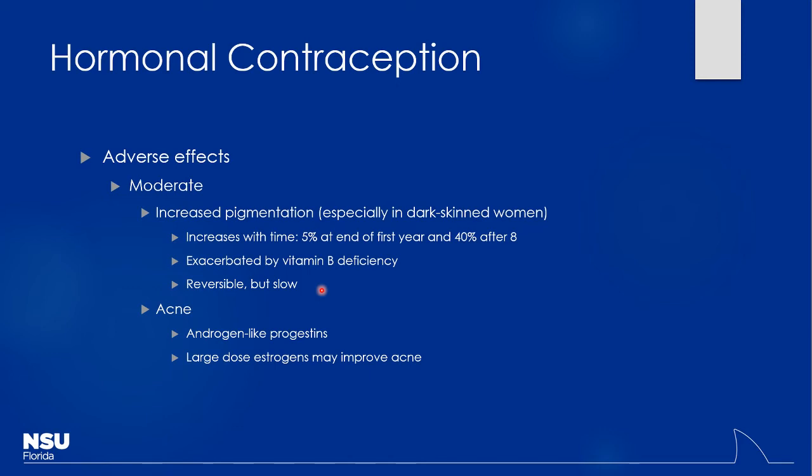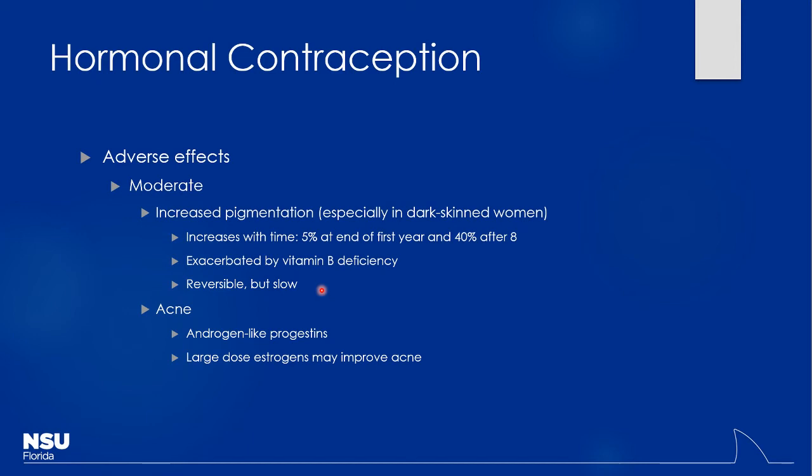As I mentioned, the hyperpigmentation that can occur here typically increases with time and actually can be exacerbated by patients who have vitamin B deficiencies, which is kind of interesting. Most of the time it's going to be reversible, but it tends to be a little bit slow. So if patients are noticing it, it's better to get in front of it and maybe discontinue therapy earlier rather than later. But this occurs more often in patients who already have a dark complexion to begin with.